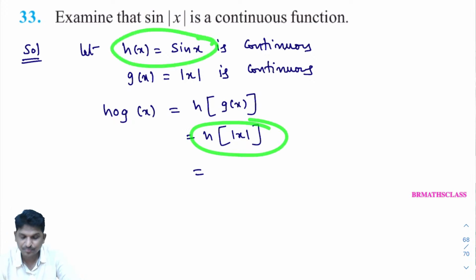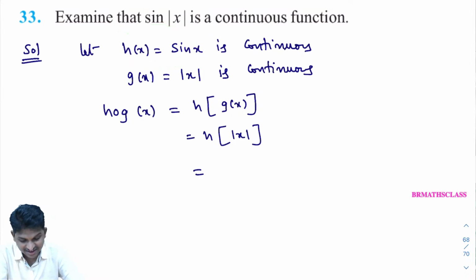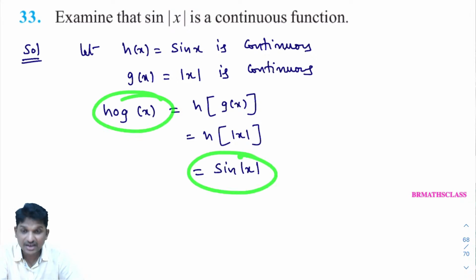What is h of x? H of x is sin x. What is h of y? H of y is sin y. What is h of z? H of z is sin z. What is h of mod x? H of mod x is sin mod x. Correct? Luckily we got everything directly this time, all for h circle g of x only. It's okay. In case h circle g of x had come as mod sin x, then we would calculate g circle h of x.